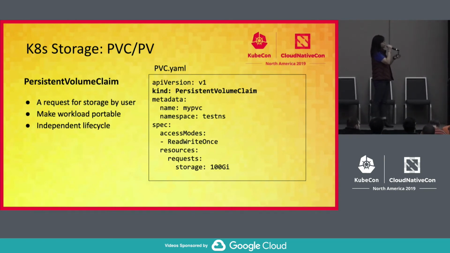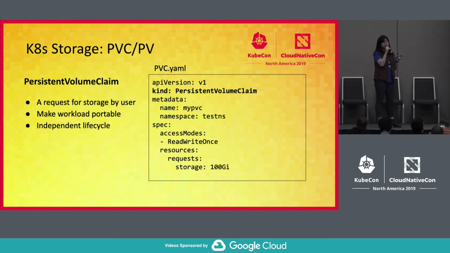And you may notice there's no detailed information about the actual storage at all. You don't know the actual underlying storage type, whether it is NFS or SCSI, and there's no disk ID there. The benefit of this is that it makes your workload very portable. If you need to migrate your workload from one cluster to another, you can just use exactly the same PVC. There's nothing you need to change. And also with PVC, Kubernetes can manage the volume lifecycle independently from the workload.